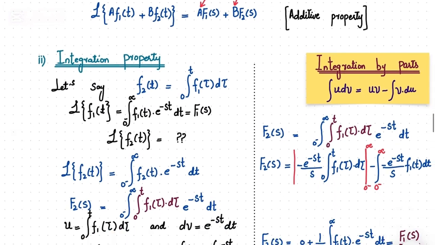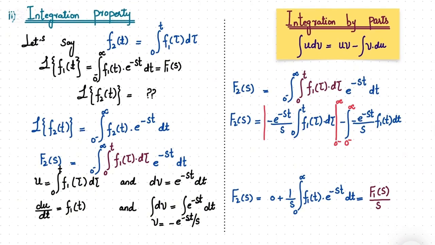Next property of Laplace transform is integration property. Integration property, I'll explain the result at the end. Before that, let's check what is integration property. Integration property means, let's say we have two functions. One is f1 of t and the second function is f2 of t. Both of these two functions are related in such a way that the second function is equal to the integration of the first function. Second function is the integral of the first function. Here I have represented the integral of the first function as second function.